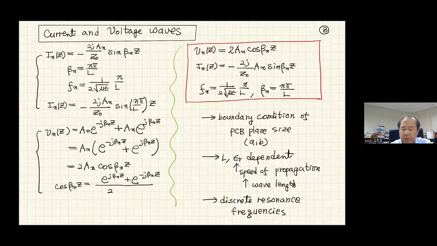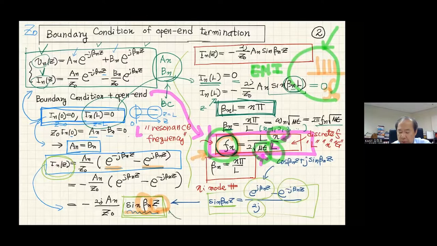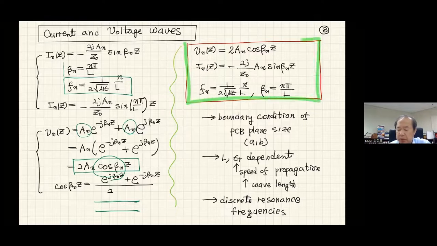Now, let me move on. By applying the resonance frequencies and conditions, we can obtain AN, and AN is going to be the same. By rearranging this, we can also obtain the voltage. The current distribution is going to be determined by the sine beta G function. However, the voltage distribution along this power and ground plane is going to have a cosine function. This is a summary of all those equations.